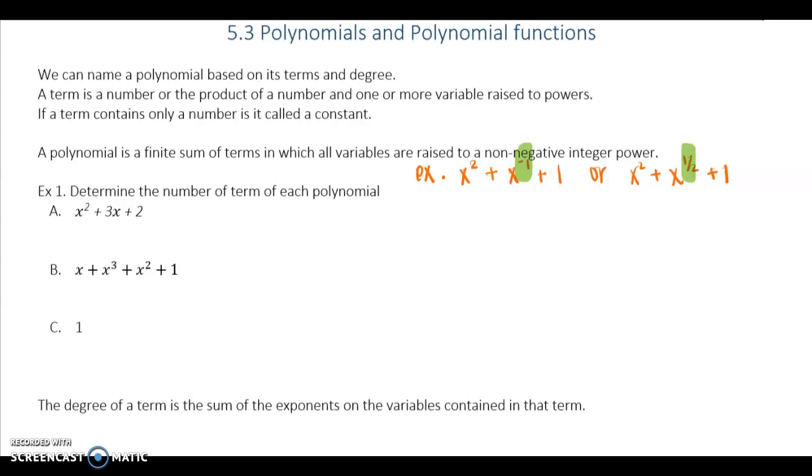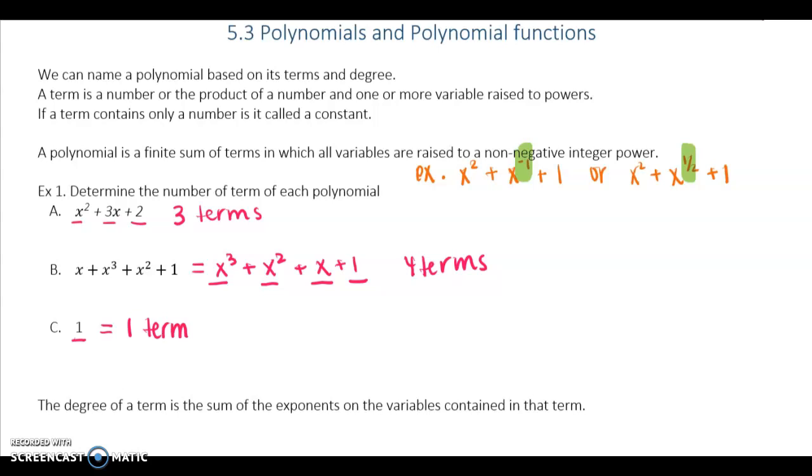Alright, example number 1 says, determine the number of terms of each polynomial. So each term is separated by a plus or a minus. So this first one has 3 terms. And then this next one, first thing I'm going to do is rearrange it from highest to lowest to make sure it's in standard form and to make sure that I can't simplify anything else. So this one has 4 terms. This one's only 1, so it has 1 term.